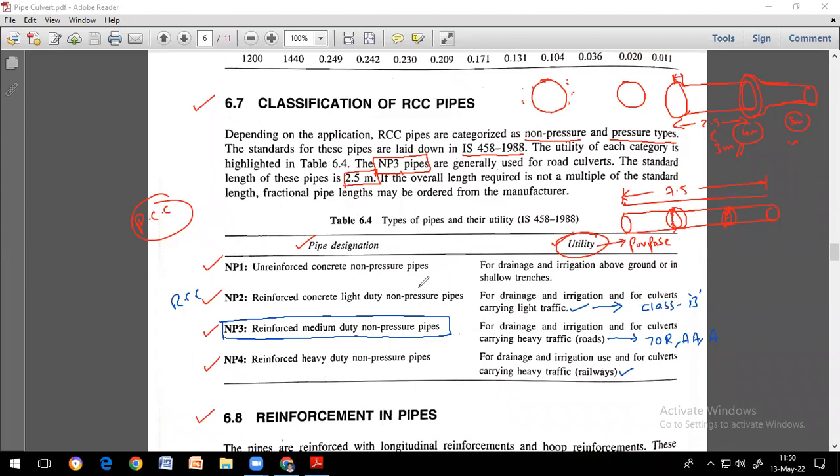Okay, so that is the way how the different types of pipes are going to be used based on their utility. Clear? Andarki ardhamainda classification of RCC pipes?